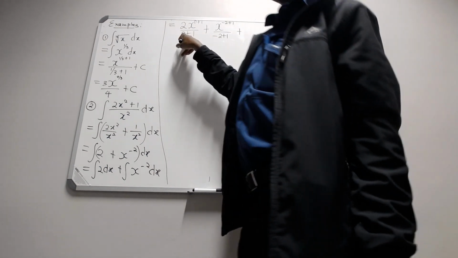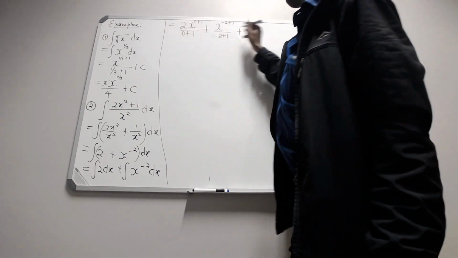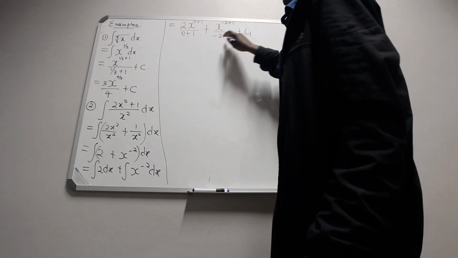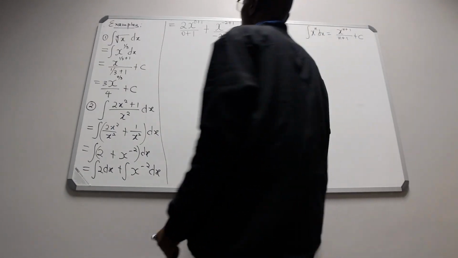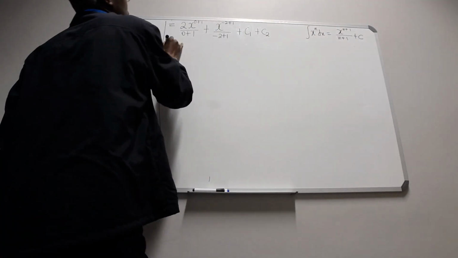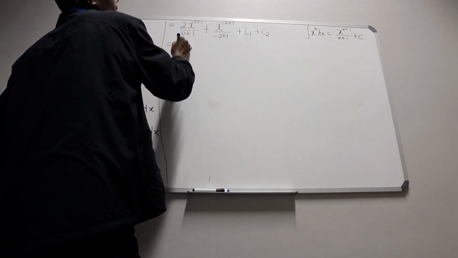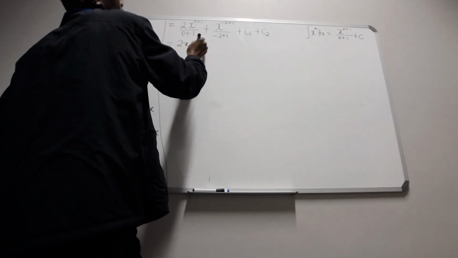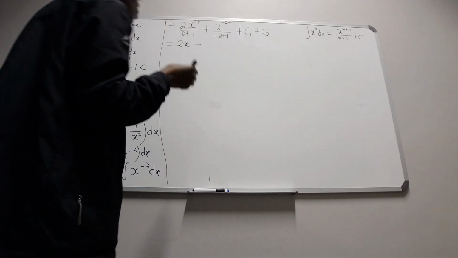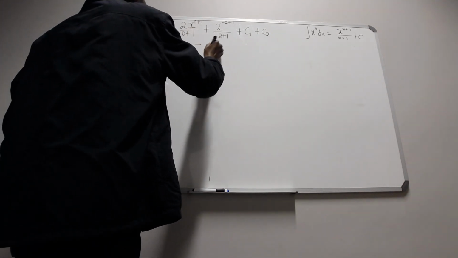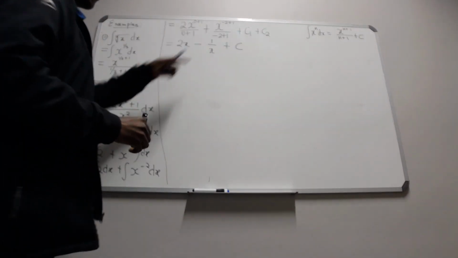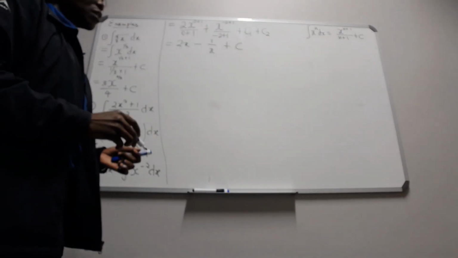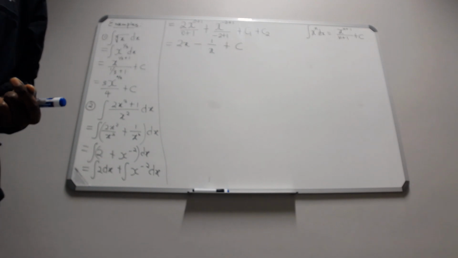Plus, this one will yield its own constant. Let me write it, C1. This is another constant, C2. But a constant together with another constant is just a constant. So we've got 2x minus 1 over x plus c, which is standing for C1 plus C2, like that.